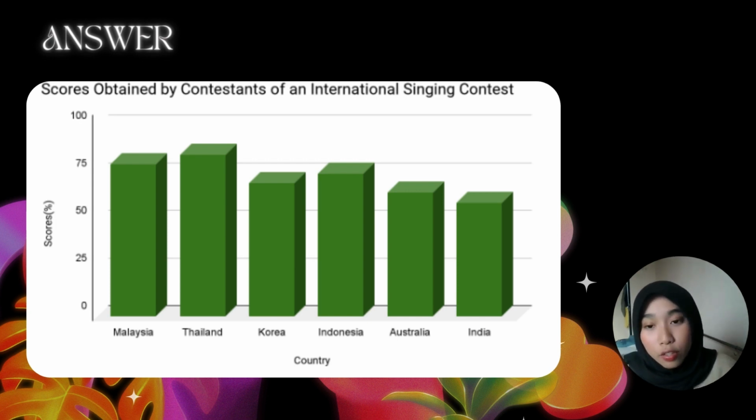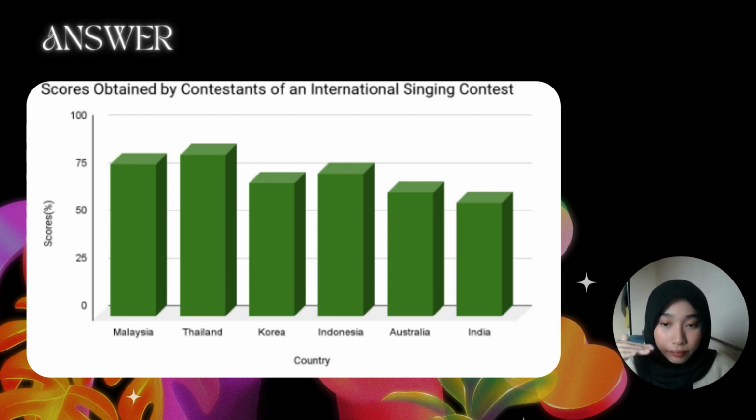Then let's go to the y-axis first. I will explain about the y-axis. Here we choose scores to be put at the y-axis, and since it says to convert into percentage, we put the scores label in percentage, where in the table it was in decimal. Then we have 0 as the starting point, and then it goes up to 25, 50, 75, and 100.